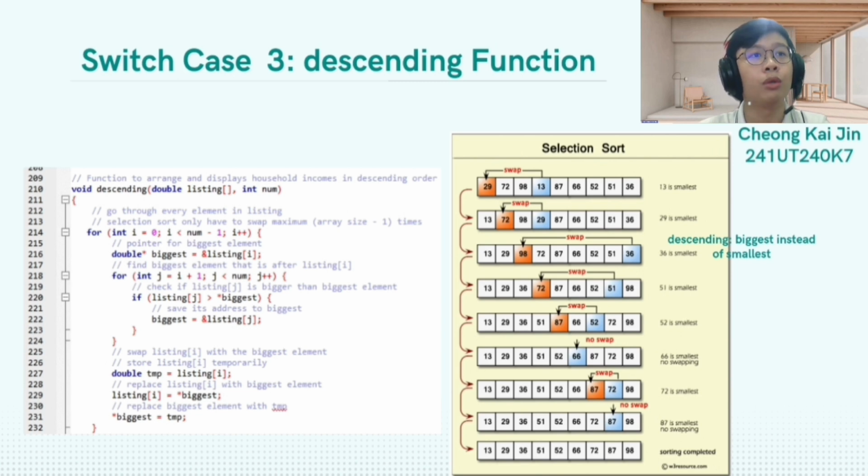Now we swap listing I with the element pointed by the biggest pointer. First, we save the value of listing I temporarily in TMP. The value in listing I will then be replaced by the biggest value. Finally, the value of element biggest will be replaced by TMP. This whole thing will repeat for array size minus 1 times until it is sorted in the descending order.